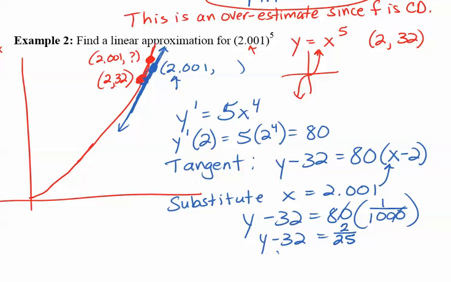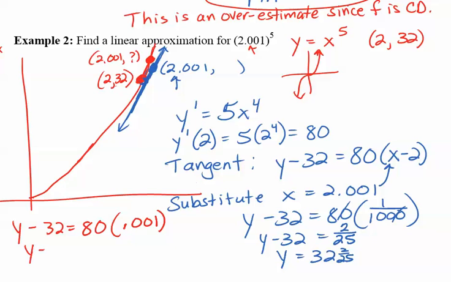Or we could do that in decimal form. Let me finish this. 32 and 2/25. Maybe you left that in decimal form. y minus 32 is equal to 80 times 0.001. So I'm not sure why I did fractions, just habit, I guess. So when I multiply here, I will have 0.08.